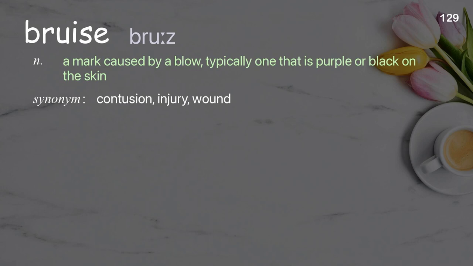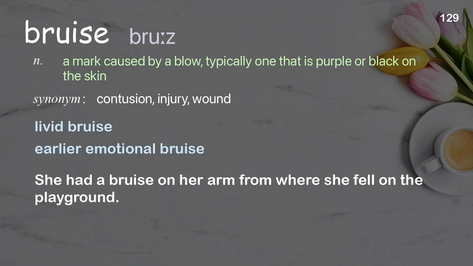Bruise. A mark caused by a blow, typically one that is purple or black on the skin. Examples. Livid bruise. Earlier emotional bruise. She had a bruise on her arm from where she fell on the playground.